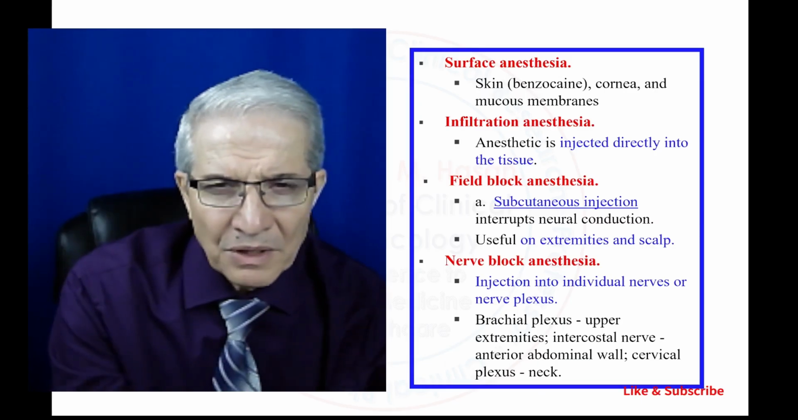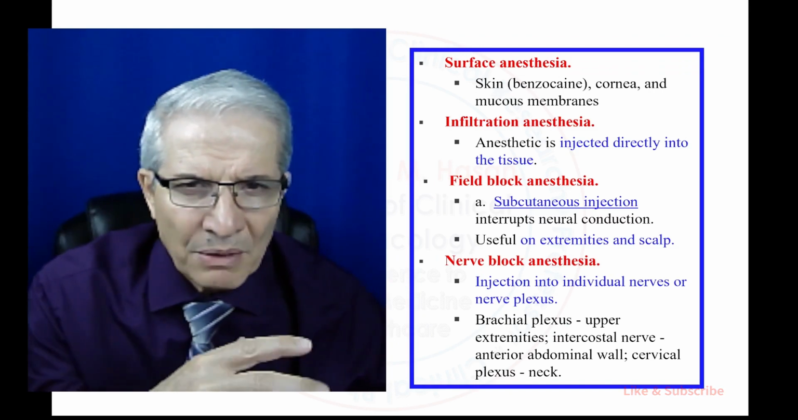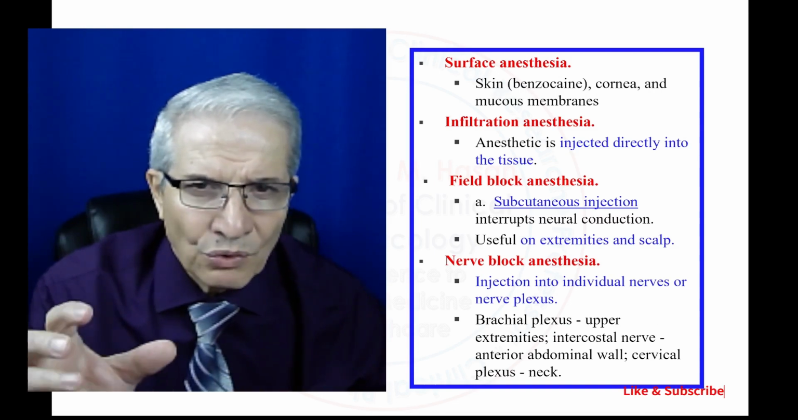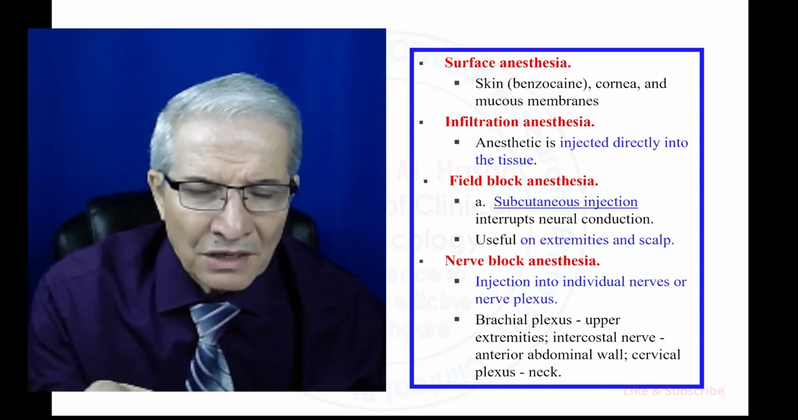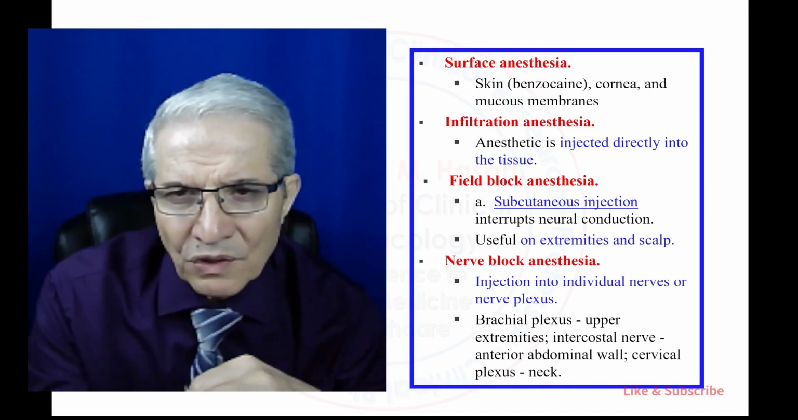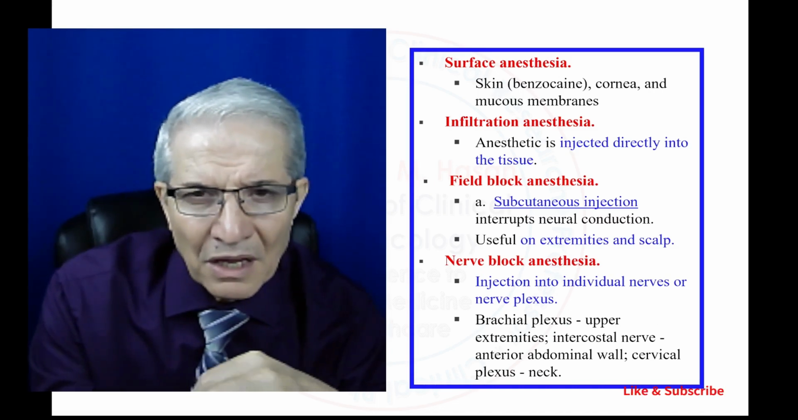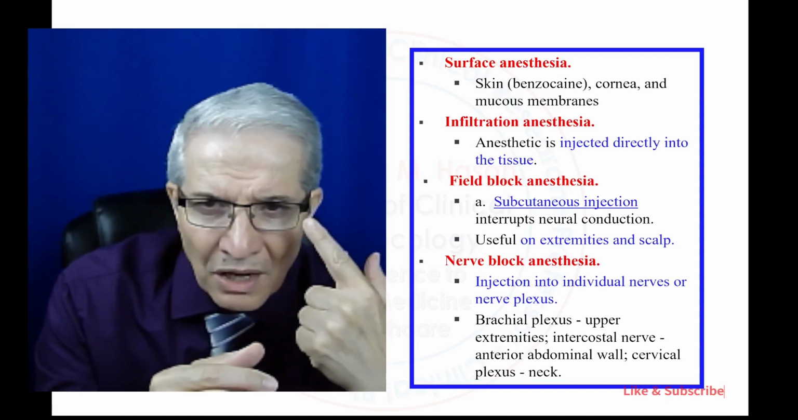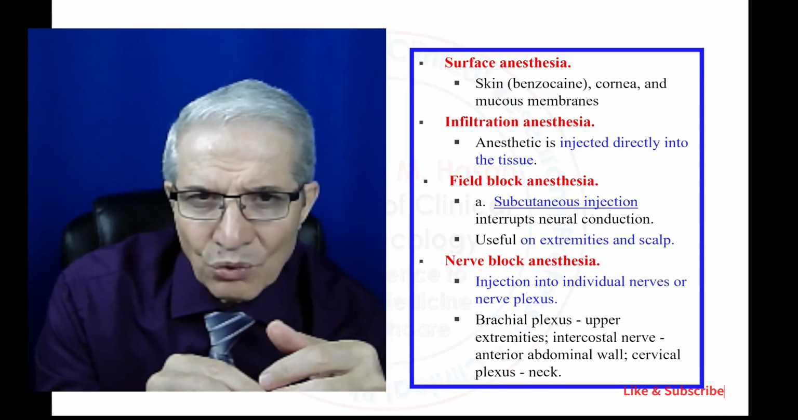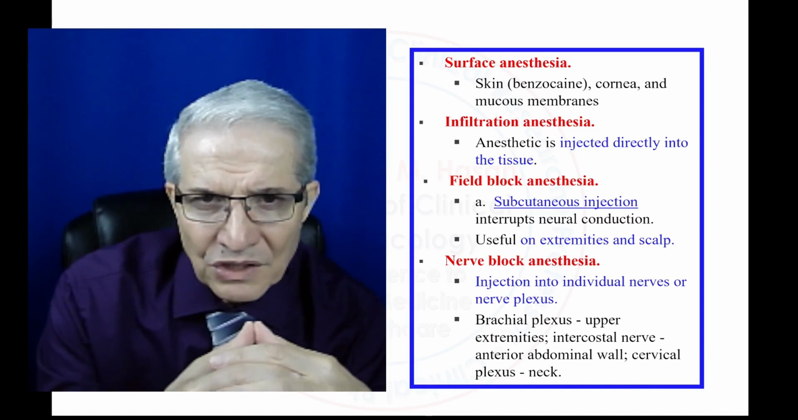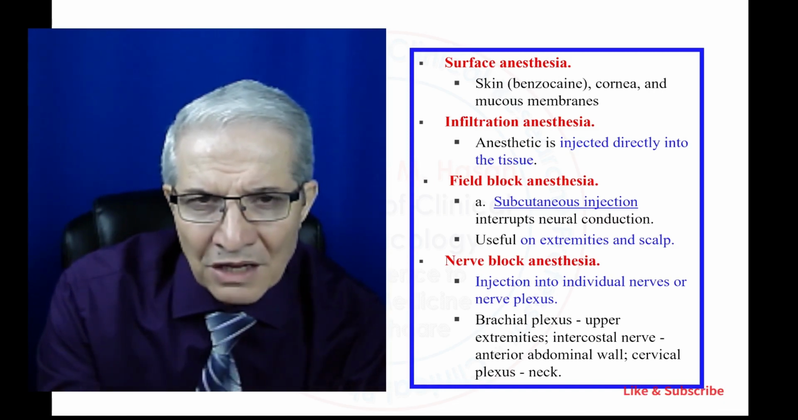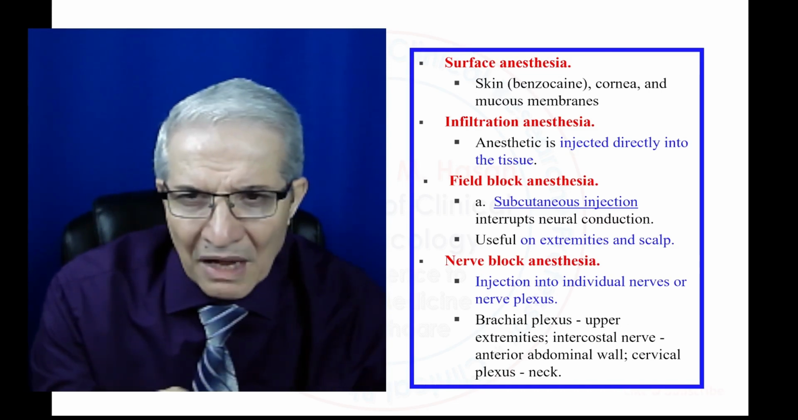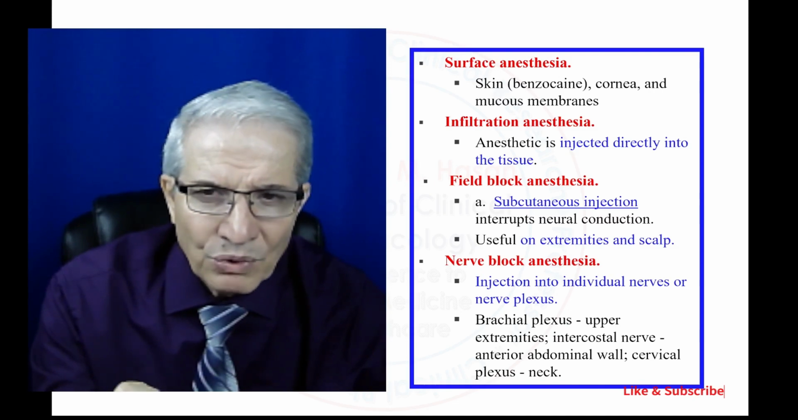So we have here a brief explanation for each type of local anesthesia. Surface anesthesia, for example, we use by applying benzocaine on the skin for a wound. For example, if you need to take care of a wound, like suturing the wound or something like that, then we can also apply it to the cornea or mucous membrane. Moving to infiltration anesthesia, here the anesthetic is injected directly into the tissue. We are going to share the picture with you when we finish this slide.